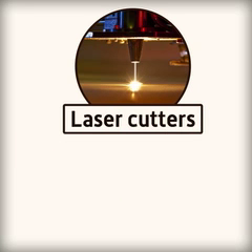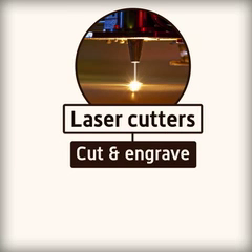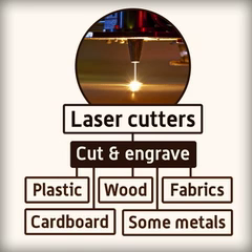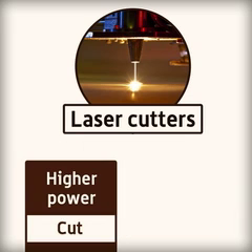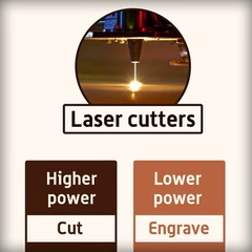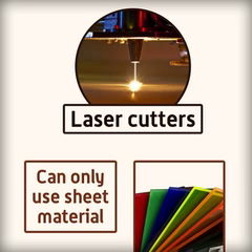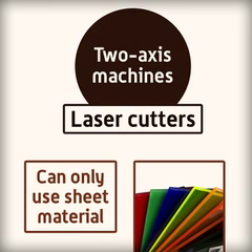Laser cutters, widely used in schools and industry, are used to cut and engrave plastic, wood, cardboard, fabrics, and some metals. When set on high power settings, they can cut through materials, and on lower settings they engrave, but they are only used on sheet materials as they are 2-axis machines, so they can't cut out 3D objects.